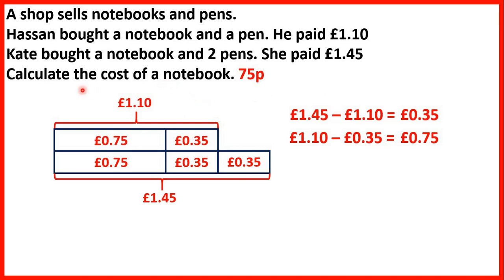So notice here, the only way that we could calculate the cost of a notebook was finding the cost of a pen first, because if we look at what was different about what Hassan and Kate bought, it was just that Kate bought an extra pen. So knowing that meant that we could work out how much a pen cost by working out how much more Kate paid. And then once we'd worked out the cost of a pen, we could subtract that from the total, and that would give us the cost of a notebook.